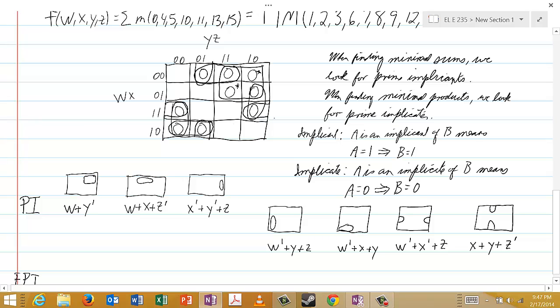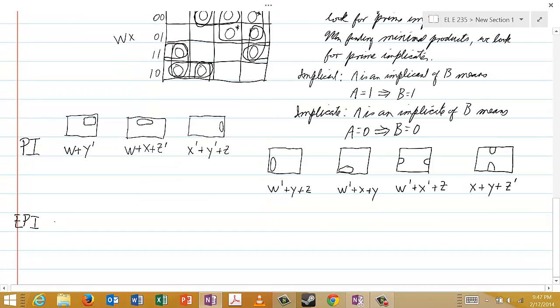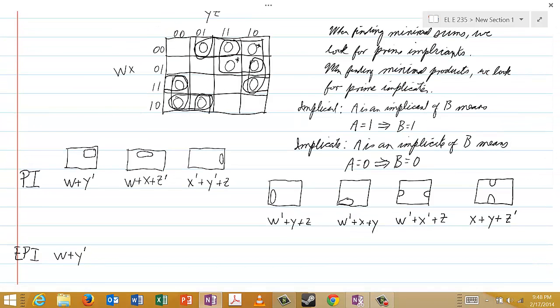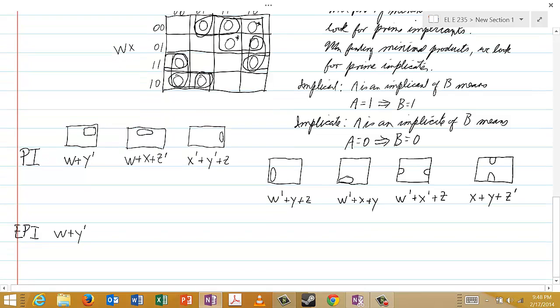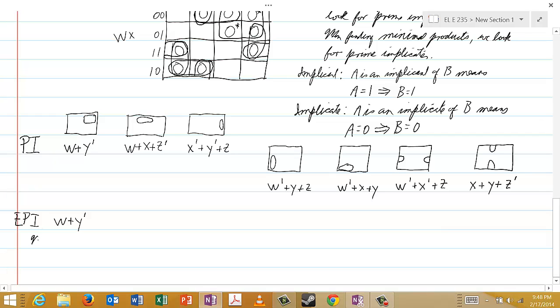So we have, of the 9 0 cells that we have, only 2 are essential. And in fact, those 2 0 cells both fall within the same prime implicate, which is this first one that we identified, W or Y prime. So the only essential prime implicate for this problem will be W or Y prime. And now that we have identified that, we're ready to finish the problem by identifying all the minimal products.